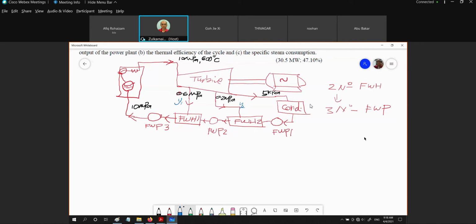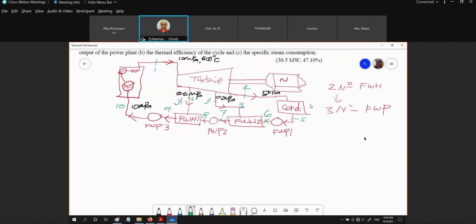So you want to number the states. This is 1, this is 2, this should be 3, this should be 4, this should be 5, this should be 6, this should be 7, this should be 8, this should be 9, and this should be 10. So we have 10 states.